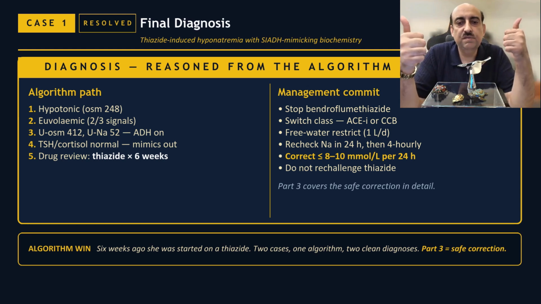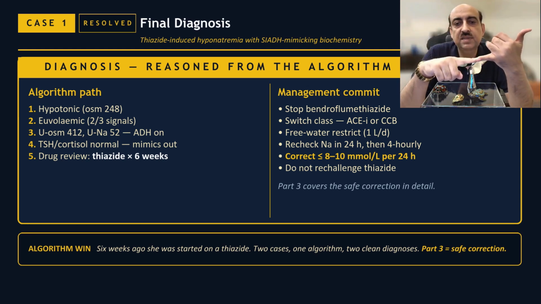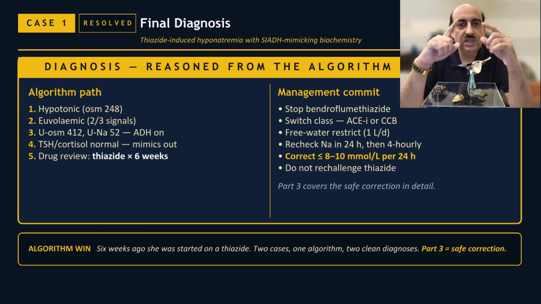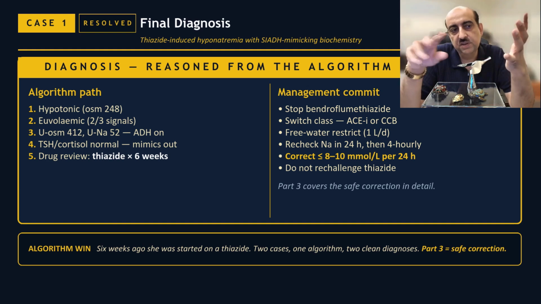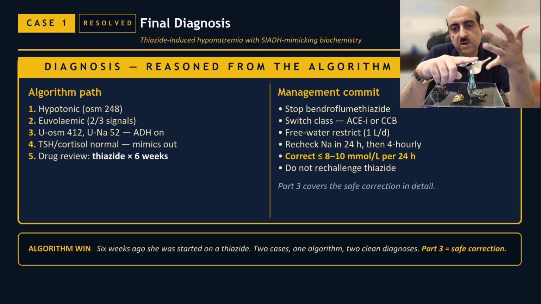So case 1 is now finally diagnosed. We have thiazide-induced hyponatremia with SIADH-mimicking biochemistry. What's the management algorithm? Obviously, stop the offending drug and switch to any other appropriate antihypertensive like an ACE inhibitor or calcium channel blocker if appropriate.